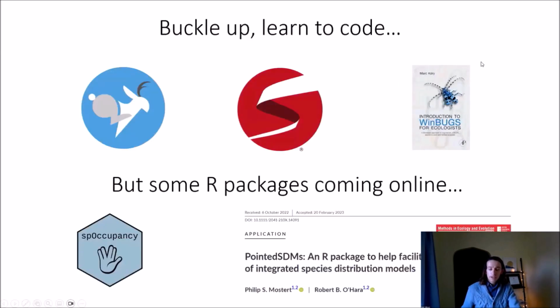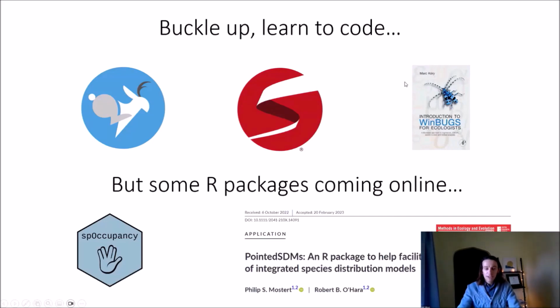And then the last challenge, and really I think this one is maybe more of an opportunity, is that these integrated species distribution models in a lot of cases will require you to learn to code in languages like Nimble or JAGS or Stan or BUGS, these custom coded Bayesian modeling languages. That's certainly a bit of a challenge and maybe a barrier to entry, but I think it's a bit of an opportunity. But that I think is changing a little bit.